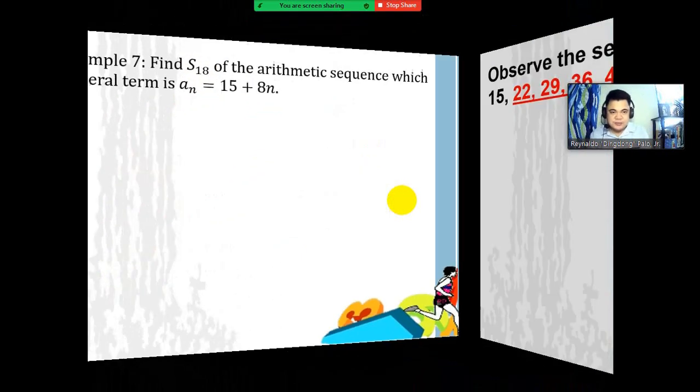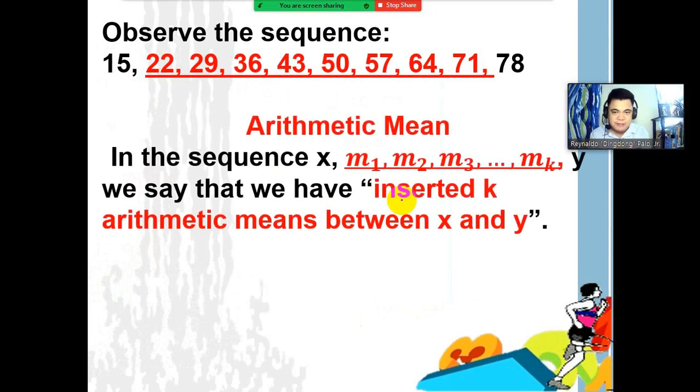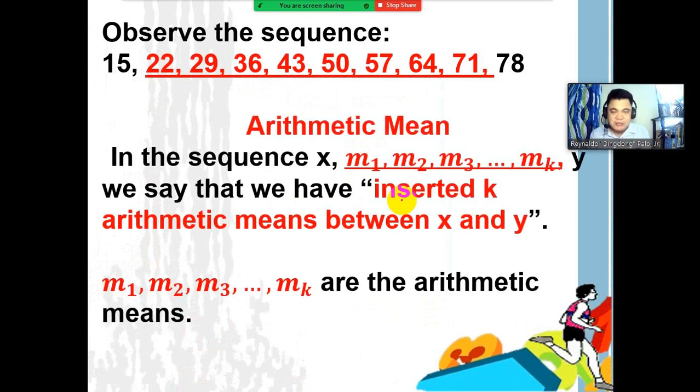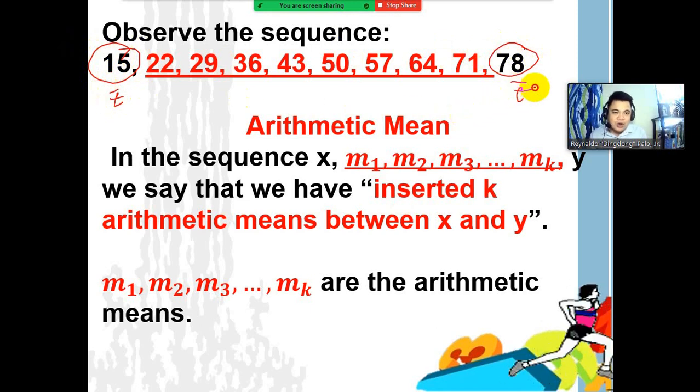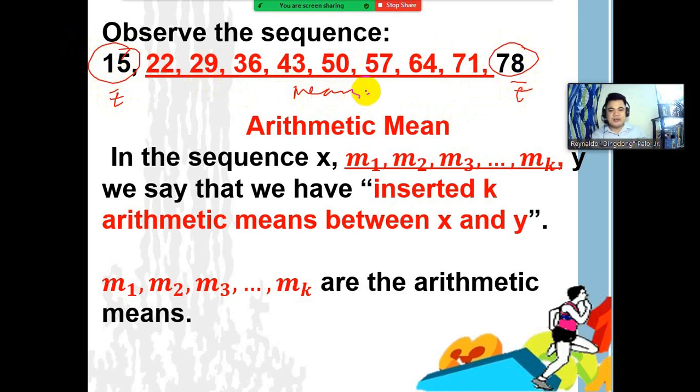Next, let's talk about arithmetic mean. What do we mean by arithmetic mean? In our previous lesson about the introduction of sequences and series, we were able to identify the parts of a finite sequence. When we say finite sequence, we have the extremes, which are the outer terms, and all the middle terms are what we call means. So in this case, 15 and 78 are extremes, and 22 until 71 are what we call the means. All of the terms in between the extremes are means.